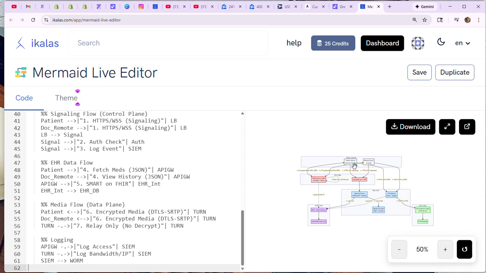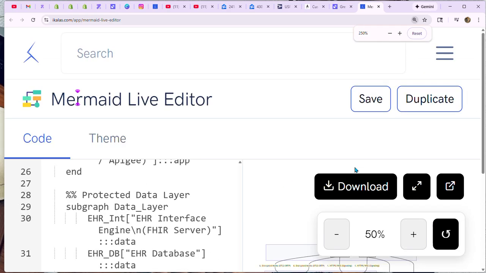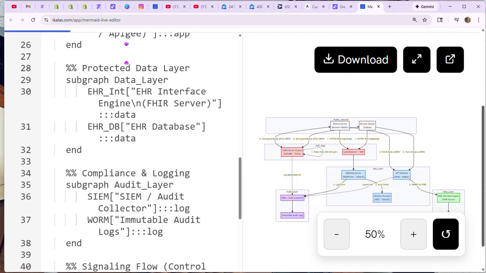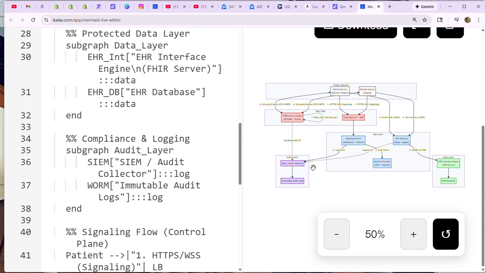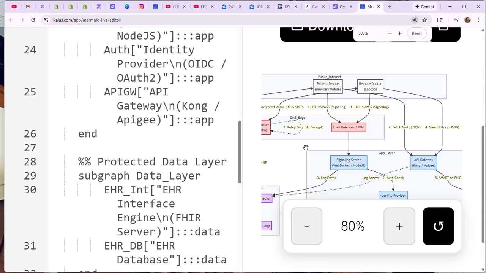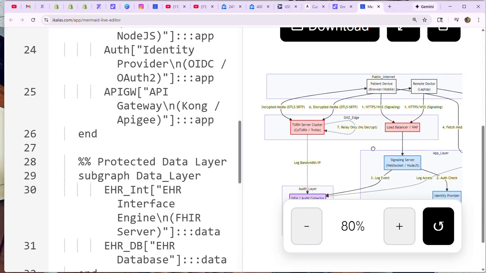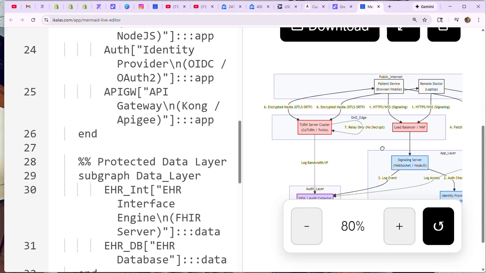As you can see, that's a design that was designed for us. If we zoom, we're able to view the design. Let me zoom again. You can see public internet and remote doctor, laptop, patient device, browser. We have the encrypted media, DTLS, and so on.